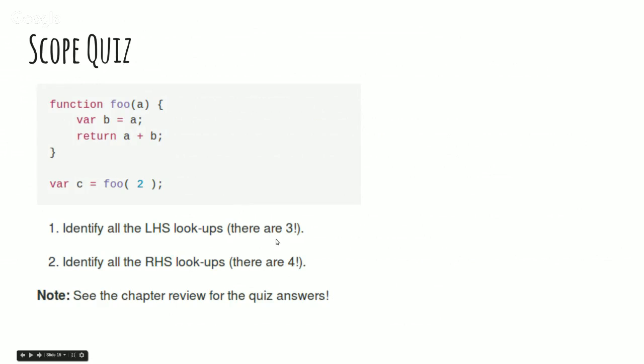So 4 right hands. Now, let's see, we have foo when it's called. This one here, yeah. We have A when it's called on var B. Okay, right there. And we have A plus B. So that's 2 right there, right? Yeah, I think so. Okay. Yeah, I think that's it. I think that's all of them. Yay, we passed the scope quiz. Yay.